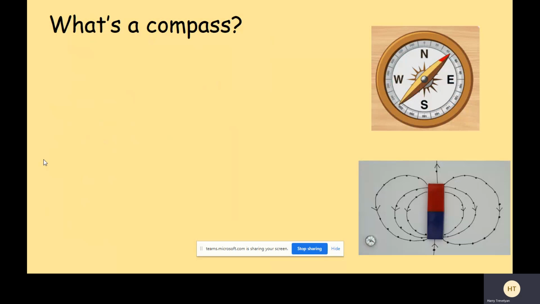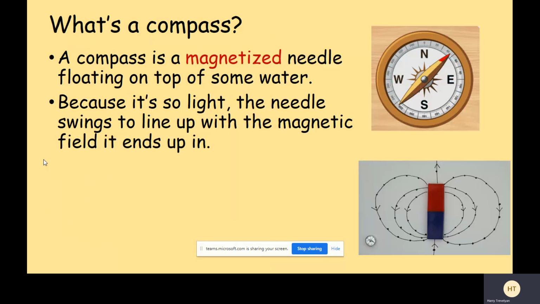A compass can actually be used to identify these magnetic field lines. What am I talking about? Well, a compass is just a magnetized needle floating about on the top of some water. So magnetized just means it's got a partial magnetic field, and because it's so lightweight, the needle is going to swing to line up with the magnetic field which it ends up in.